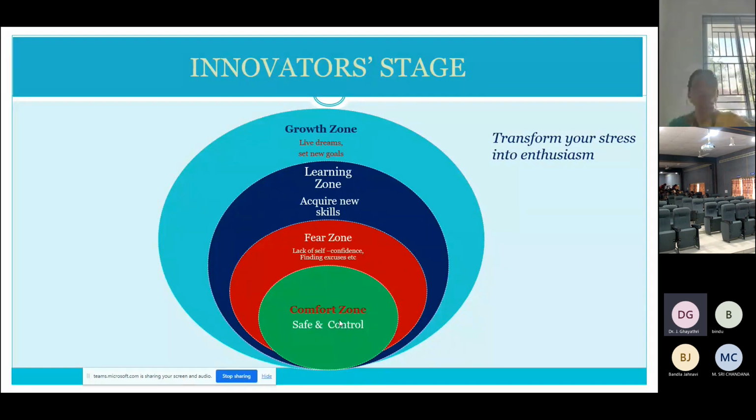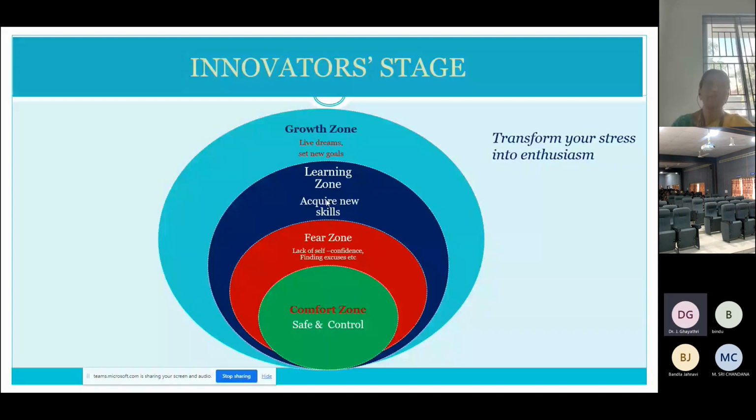We have to go from the comfort zone to reach the growth zone. We have to cross this fear zone. After something we have done, and we have somehow crossed this fear zone, meaning the lack of self confidence, we have got some confidence, and we have done something apart from giving excuses. Then again, we have to learn, and we have to acquire new skills. That is, keep on learning will improve you.